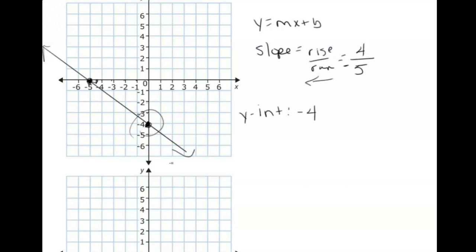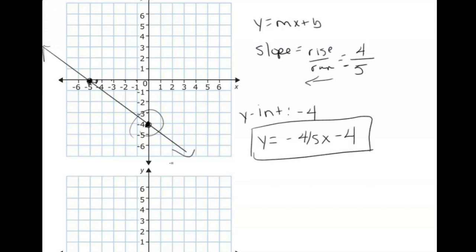All right? And I have everything I need to put this together. So my slope I just found is -4/5 x minus 4. Right? Your slope goes with the x, and your y-intercept goes over at the end. Don't lose your negatives.